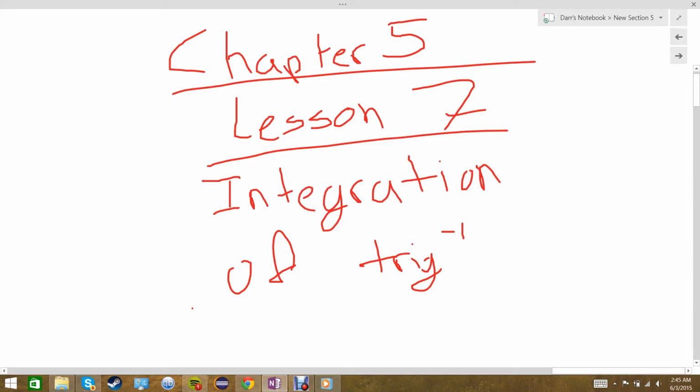Hey guys, this is chapter 5, lesson 7, and this is all about the integration of inverse trig, all the arc stuff. So what we're going to do is I'm going to show you the 3 different versions of the arc trig stuff, and then we're going to do practice problems. So let's move this down.